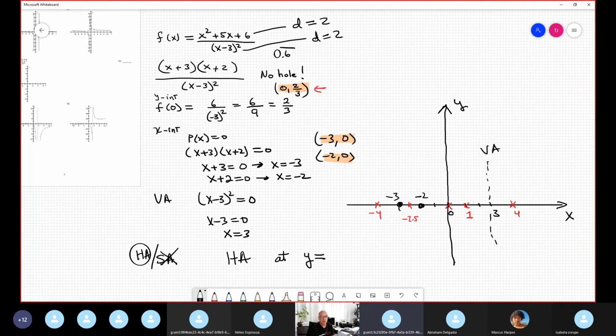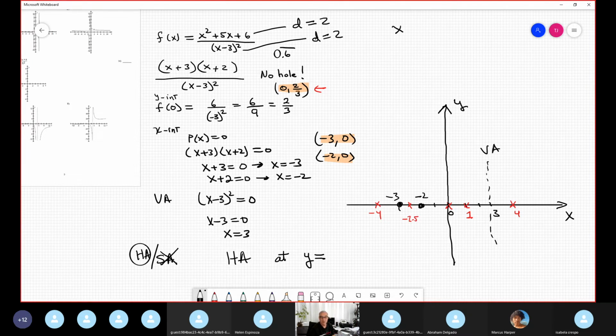Y equals something. 2. No, no, 0. Why no? When the degree is the same, the horizontal asymptote is the division of the leading coefficients. What is the leading coefficient in that case?